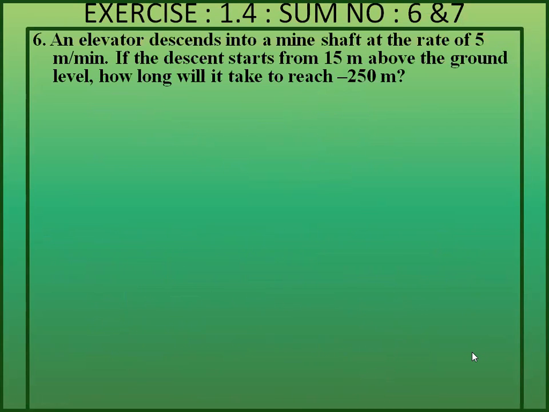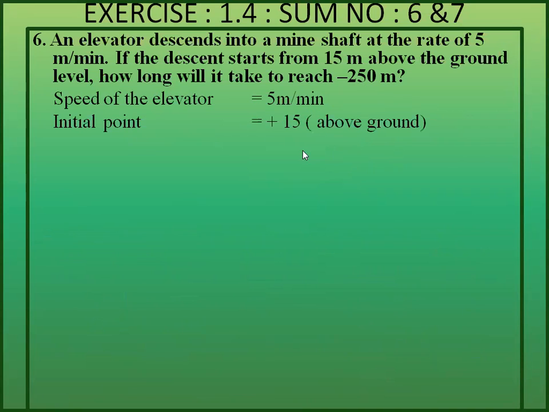An elevator descends into a mine shaft at a rate of 5 meters per minute. If the descent starts from 15 meters above the ground level, how long will it take to reach minus 250 meters? So it has to come down to minus 250 meters. The speed of the elevator is 5 meters per minute. The initial point was plus 15, that is above the ground. Since it's given above the ground, it's plus 15. And the final point is minus 250 meters. That means it has gone 250 meters below the ground.